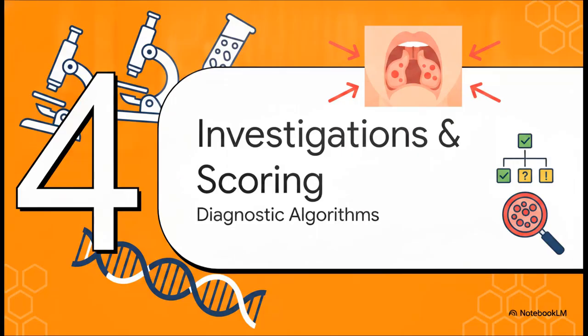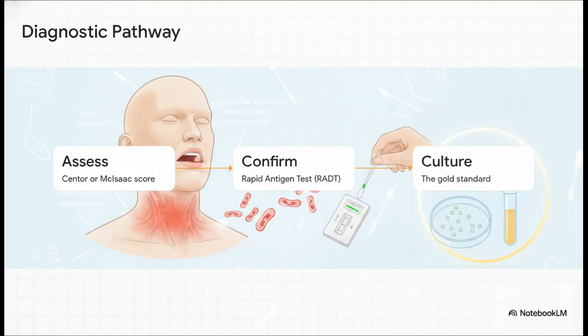All right, Section 4, Investigations and Diagnostic Scoring. Because let's face it, clinical symptoms can be pretty subjective. So here's your evidence-based detective work to officially rule out GAS. Step 1, objectively score the likelihood of GAS using the Centor or McIsaac criteria. These tools use those exact symptoms we just discussed to give you a hard mathematical probability. Step 2, if the score warrants it, confirm it with a rapid antigen detection test, or RDT, right there in the clinic. And Step 3, always keep a throat culture in your back pocket. It's still the absolute gold standard.